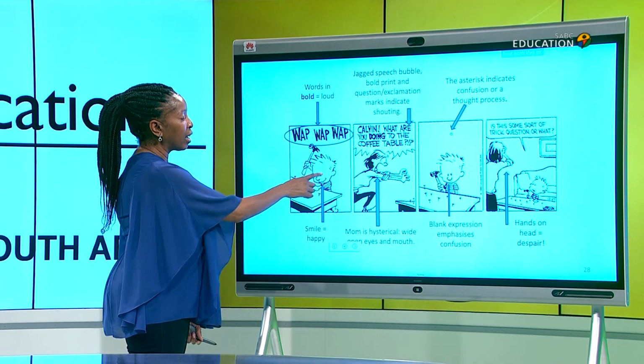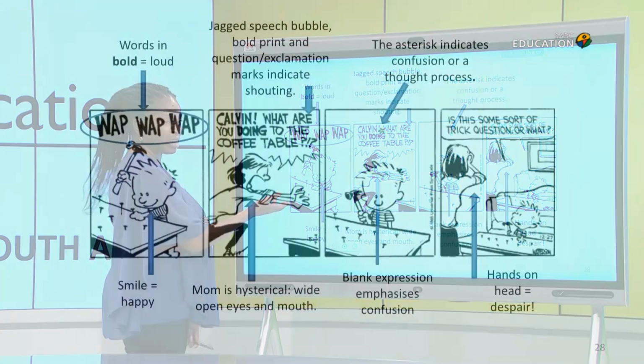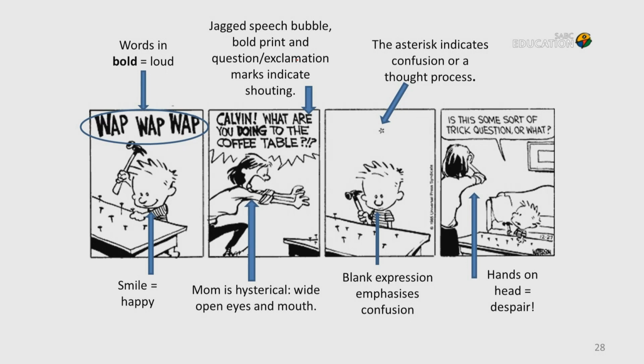What is happening here? His mouth is facing upward because he's smiling and he's happy. And we see onomatopoeia here, wop, wop, wop. This word is drawn in the way that it sounds. And we can see that she's shouting. That's why there's a jagged speech bubble here. And she's hysterical. Her arms are stretched out and her mouth is wide open.